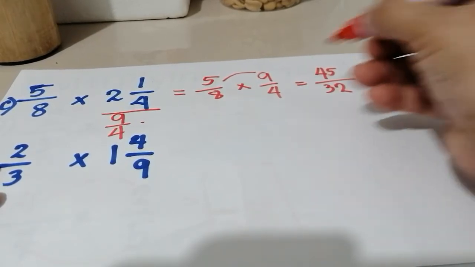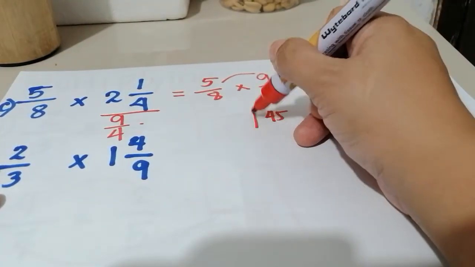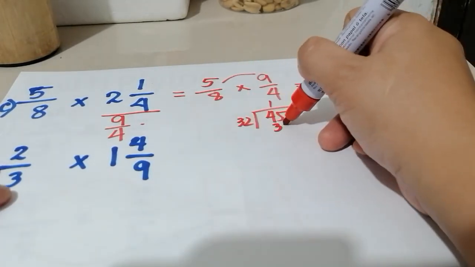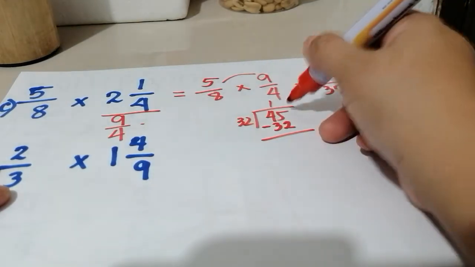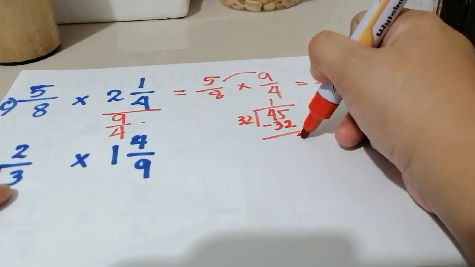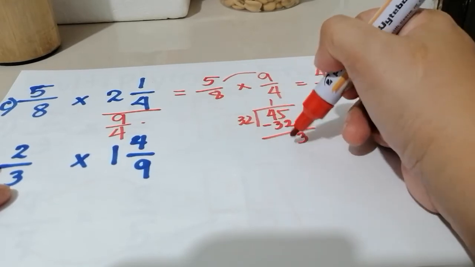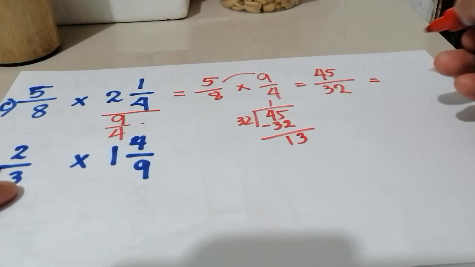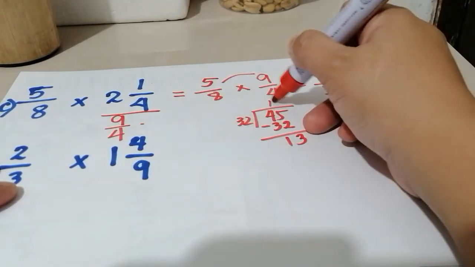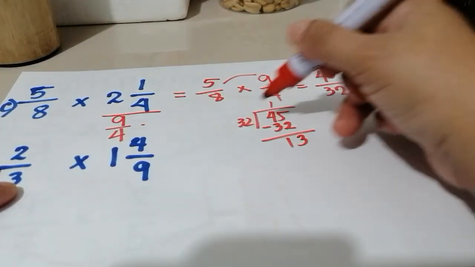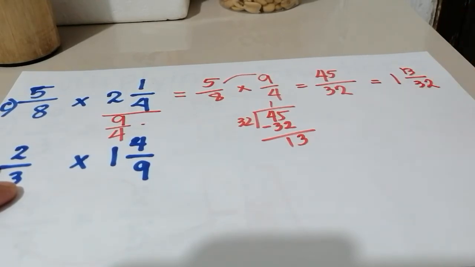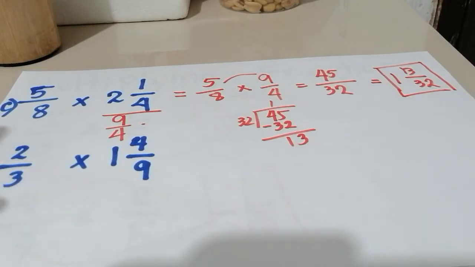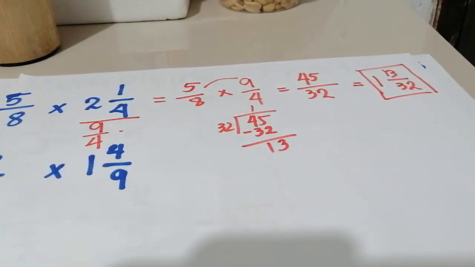So, by dividing 45 divided by 32, so there's only 1 that 32 can fit in 45. So, 5 minus 2, that will be 3. And then, 4 minus 3, that will be 1. So, ito is equal to 1 and 13 over 32. And 1 and 13 over 32, that will be the final answer.